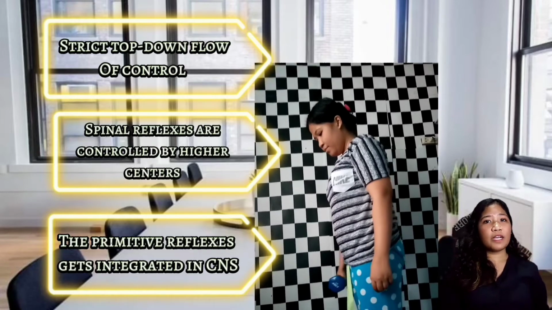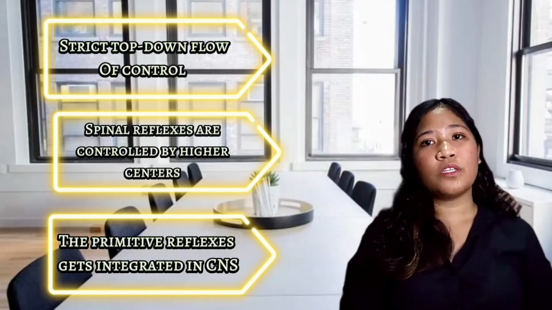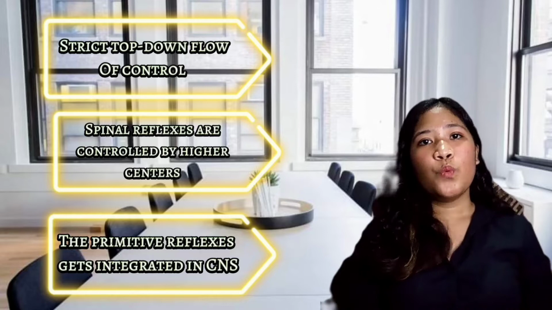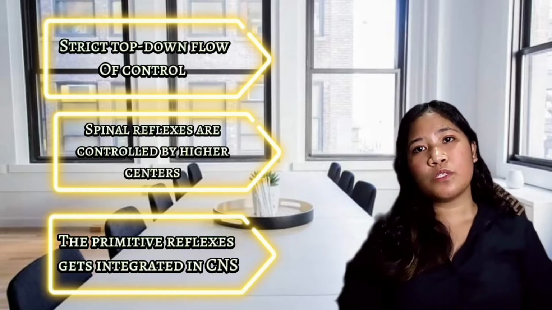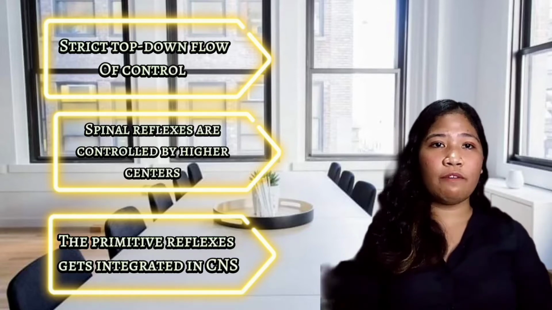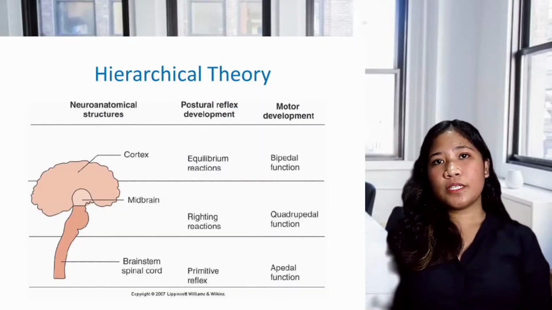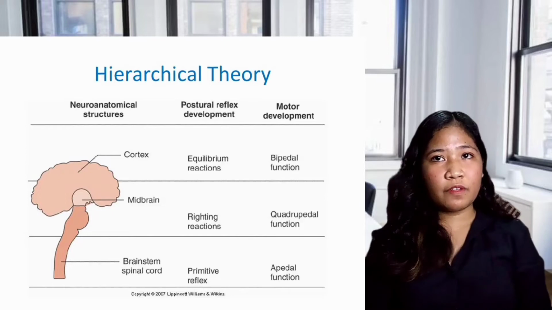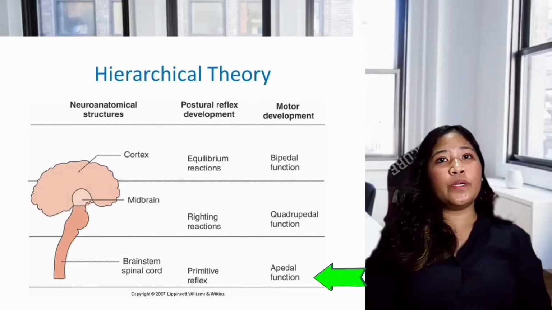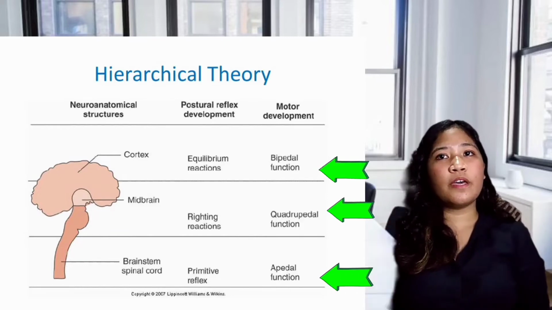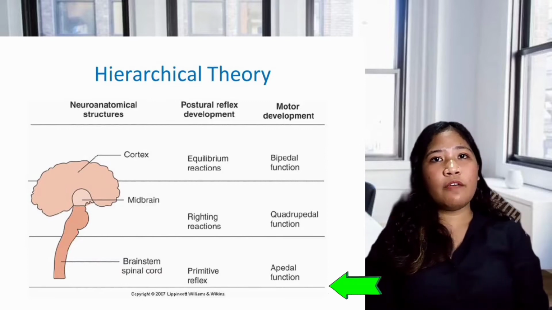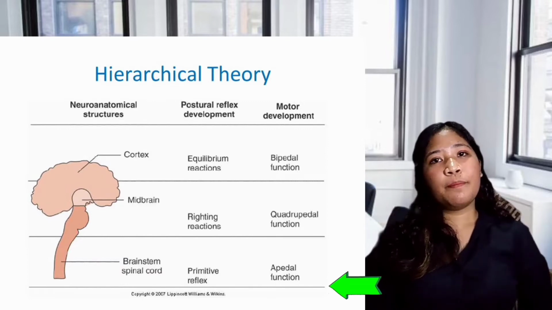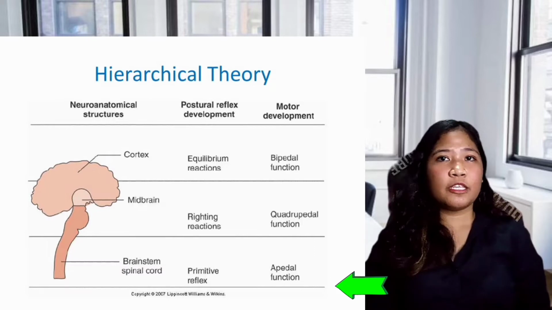So this reflex gets integrated into the central nervous system and surfaces whenever you are doing some activities which require a lot of effort. The next is, as you can see in the picture, there are three level structures, which are the lower level, middle level, and the upper level. In the lower level, you can see that they are made up of the brainstem and the spinal cord.